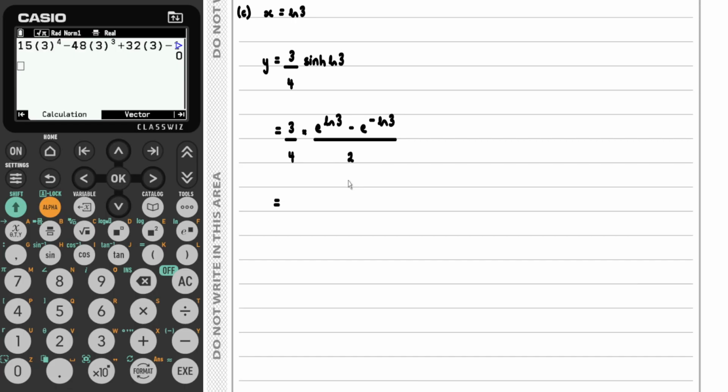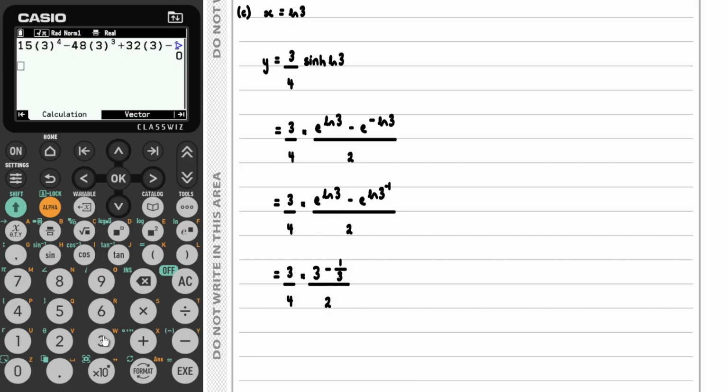So we would have 3/4 times by, well, here I've got e to the natural log of 3 subtract, now I can rewrite this as e to the natural log of 3 to the negative 1, and then I divide by 2. So I've got 3/4 times by, now e to the natural log of 3, that's just 3, and I'll subtract from this e to the natural log of 3 to the negative 1. 3 to the negative 1 is a third, so I've got a third, and I divide this by 2. I've got 3/4 times by 3, take away a third, over 2.